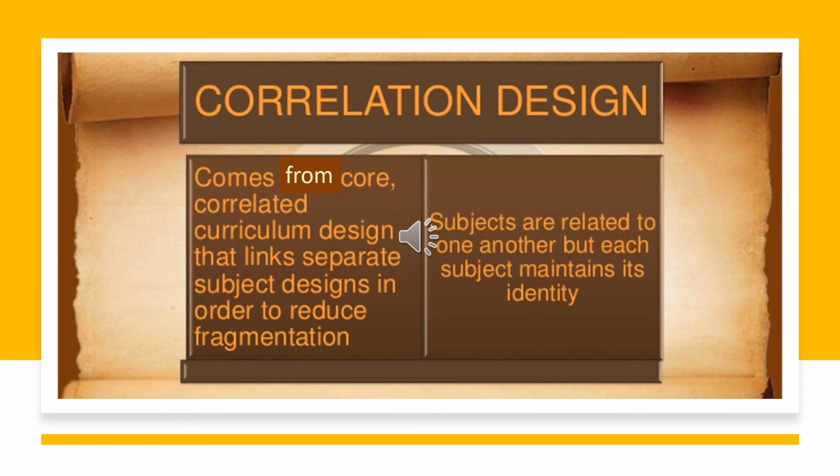Correlation design. Correlated curriculum design links separate subject designs in order to reduce fragmentation. Subjects are related to one another, but each subject maintains its identity. This is commonly found in the university level, where students need expertise in specific subjects. This design combines or integrates only two subjects. For example, biochemistry is the combination of biology and chemistry. This design helps the students to see the connection between the two subjects.